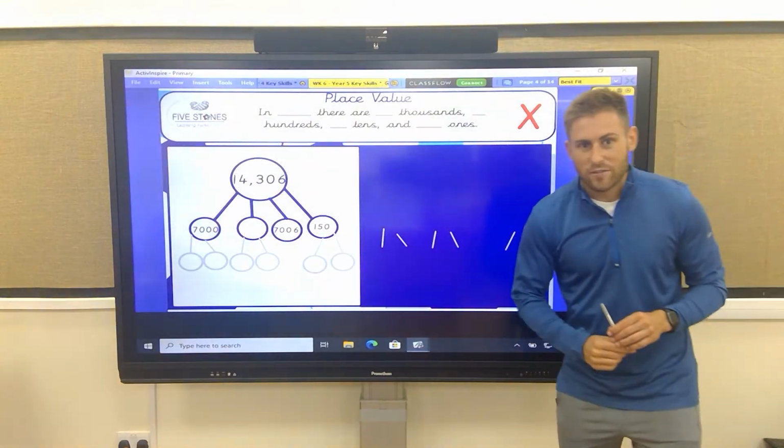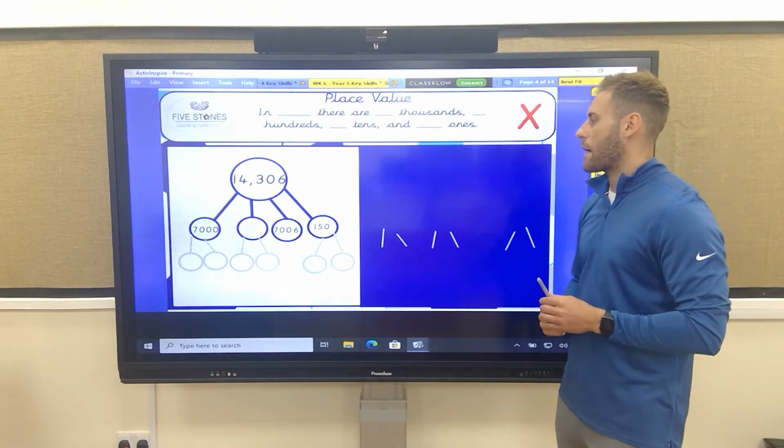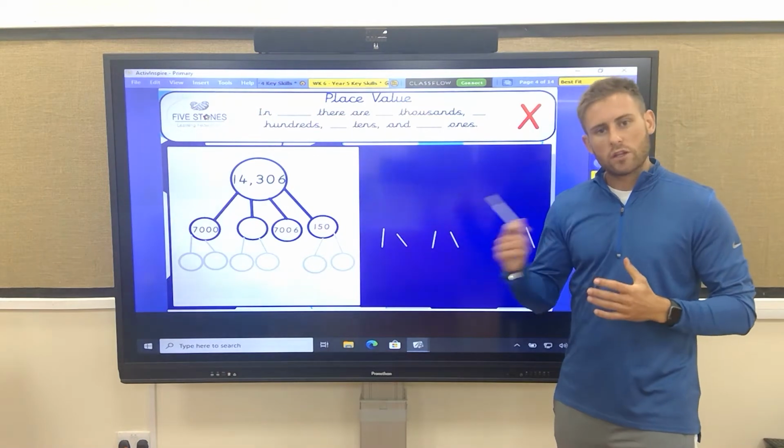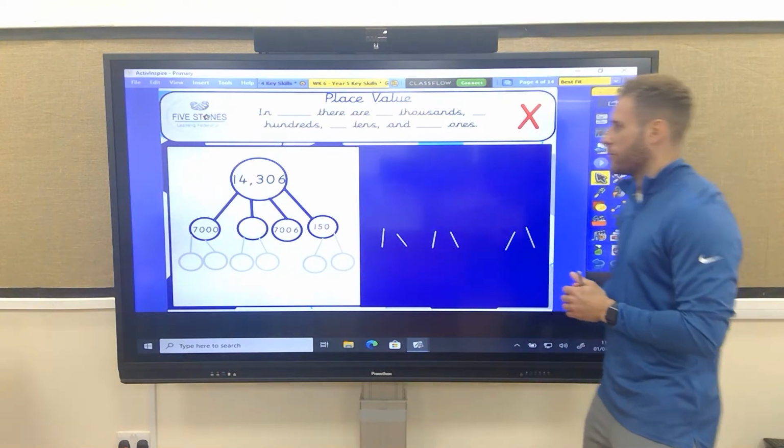So year 5, the difference now, we've got a red cross on our screen, meaning there might be an error involved in our part whole model. Check, see if you think there's an error. If there's not, complete the part whole model. Off you go.